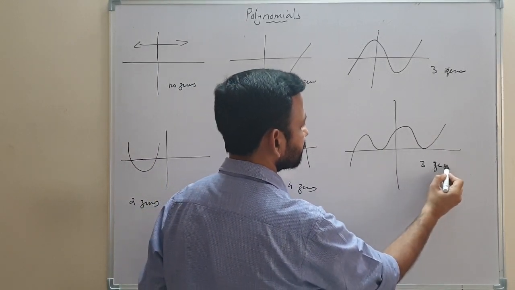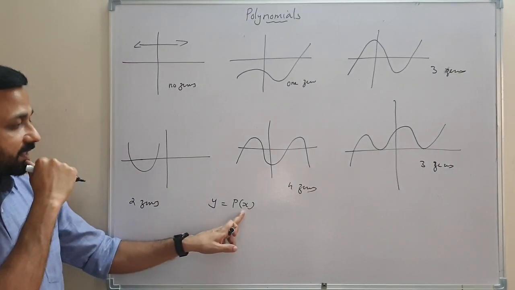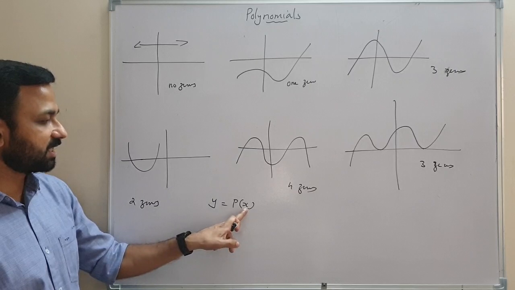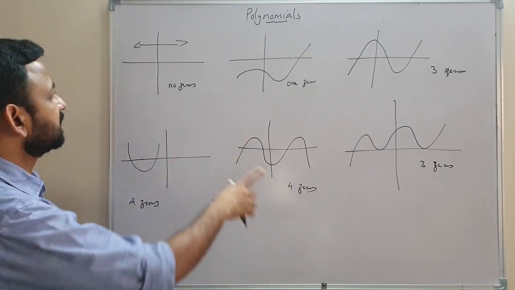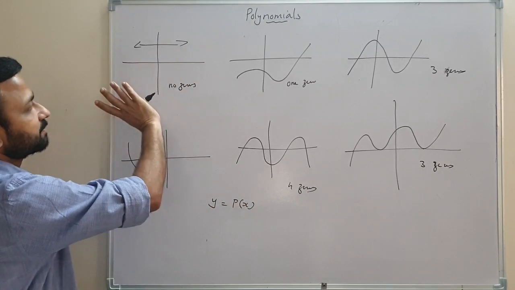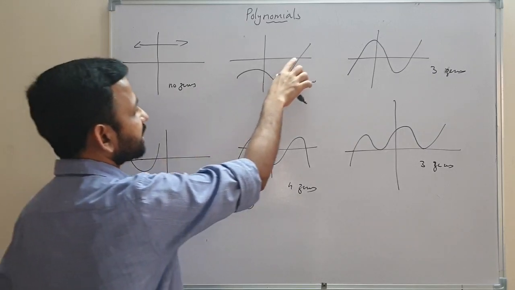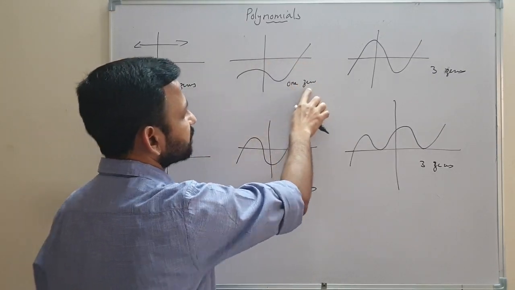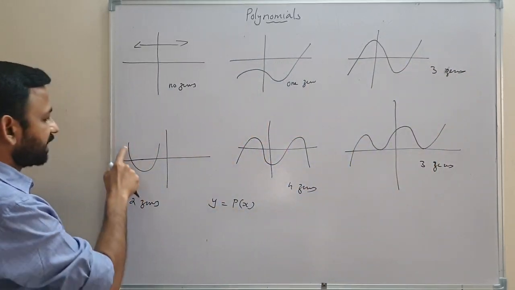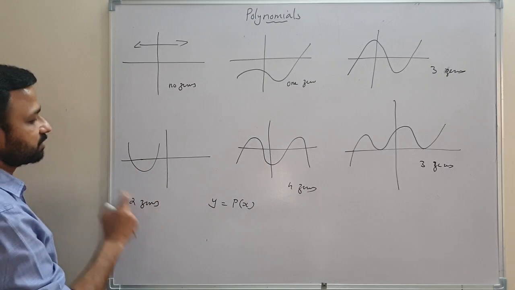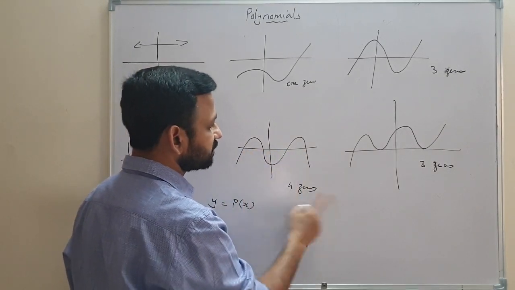3 zeros. So if the polynomial is y is equal to p(x), that means the variable of the polynomial is x. If the variable is x, then how many times does it intersect the x-axis? Here it is not intersecting the x-axis, so the number of zeros is 0, no zeros. And here it intersects the x-axis at 1 point, 1 zero. It intersects at 3 points, 3 zeros. The graph intersects at 2 points, 2 zeros. The graph intersects at 1, 2, 3, 4 points, 4 zeros.